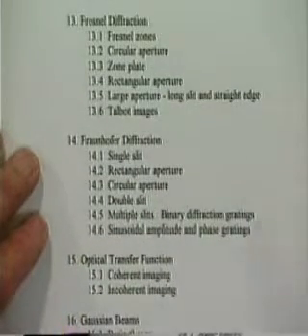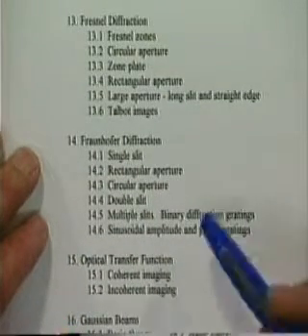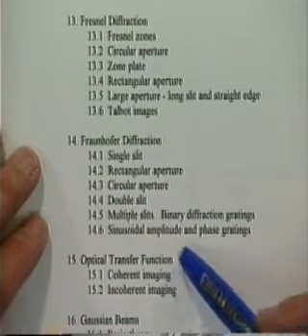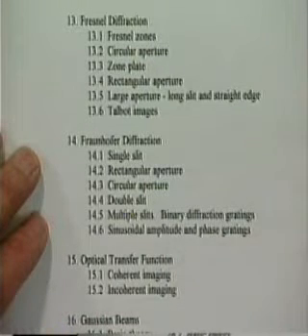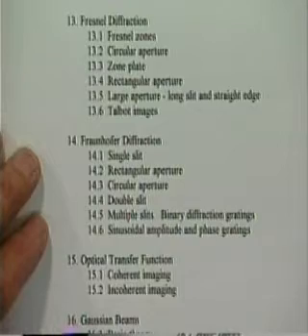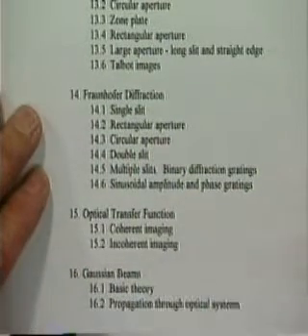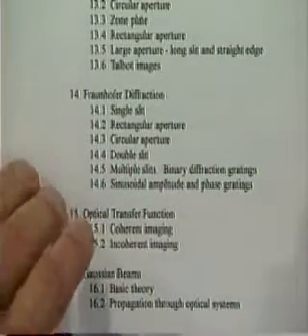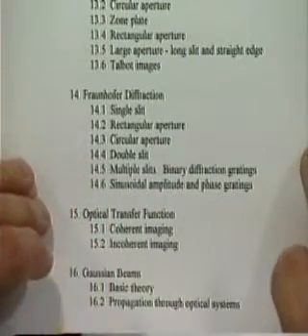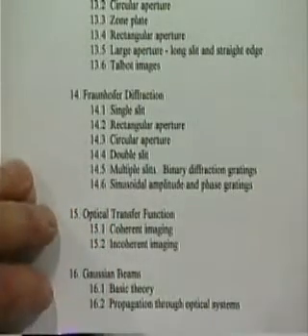15, optical transfer function. We'll first talk a little bit about coherent imaging, and then we'll go through the transfer function for incoherent imaging. 16, Gaussian beams, the basic theory, and then what happens to Gaussian beams as they propagate through optical systems.